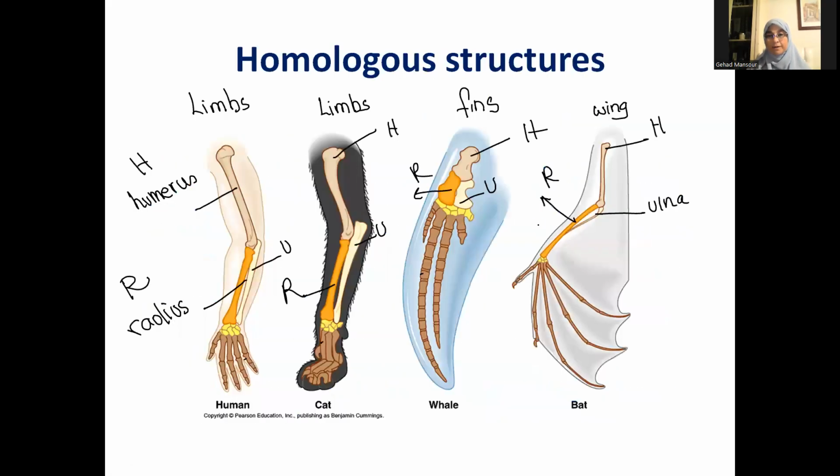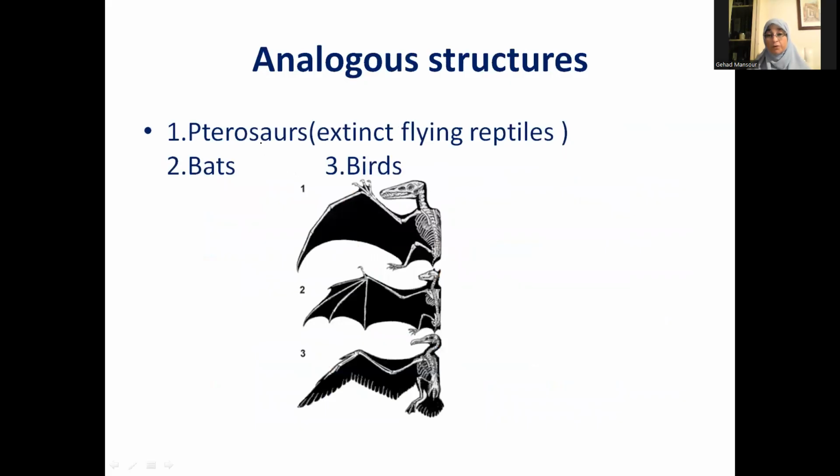If we look at here, for example, we have three animals. We have the pterosaurs that are extinct flying reptiles. You see, pterosaurs are similar to dinosaurs, so they are extinct reptiles, but scientists think that those reptiles were flying reptiles. We have the bats and we have the birds. So this is a bat and that is a bird because we have feathers here.